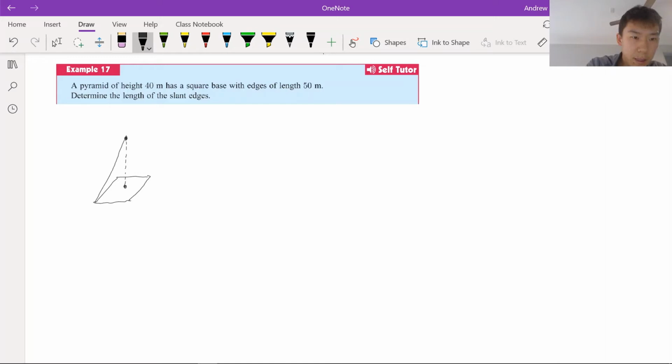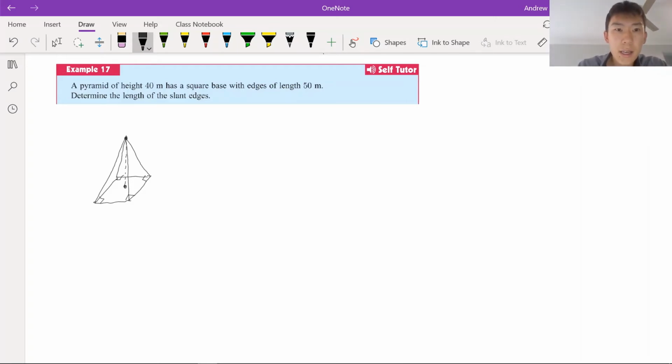Come on, draw better straight lines, Mr. Chen. And something like this is our pyramid, and these will all be right angles. Okay, so I'm going to label that. You can probably do a better drawing than me, but here's mine.